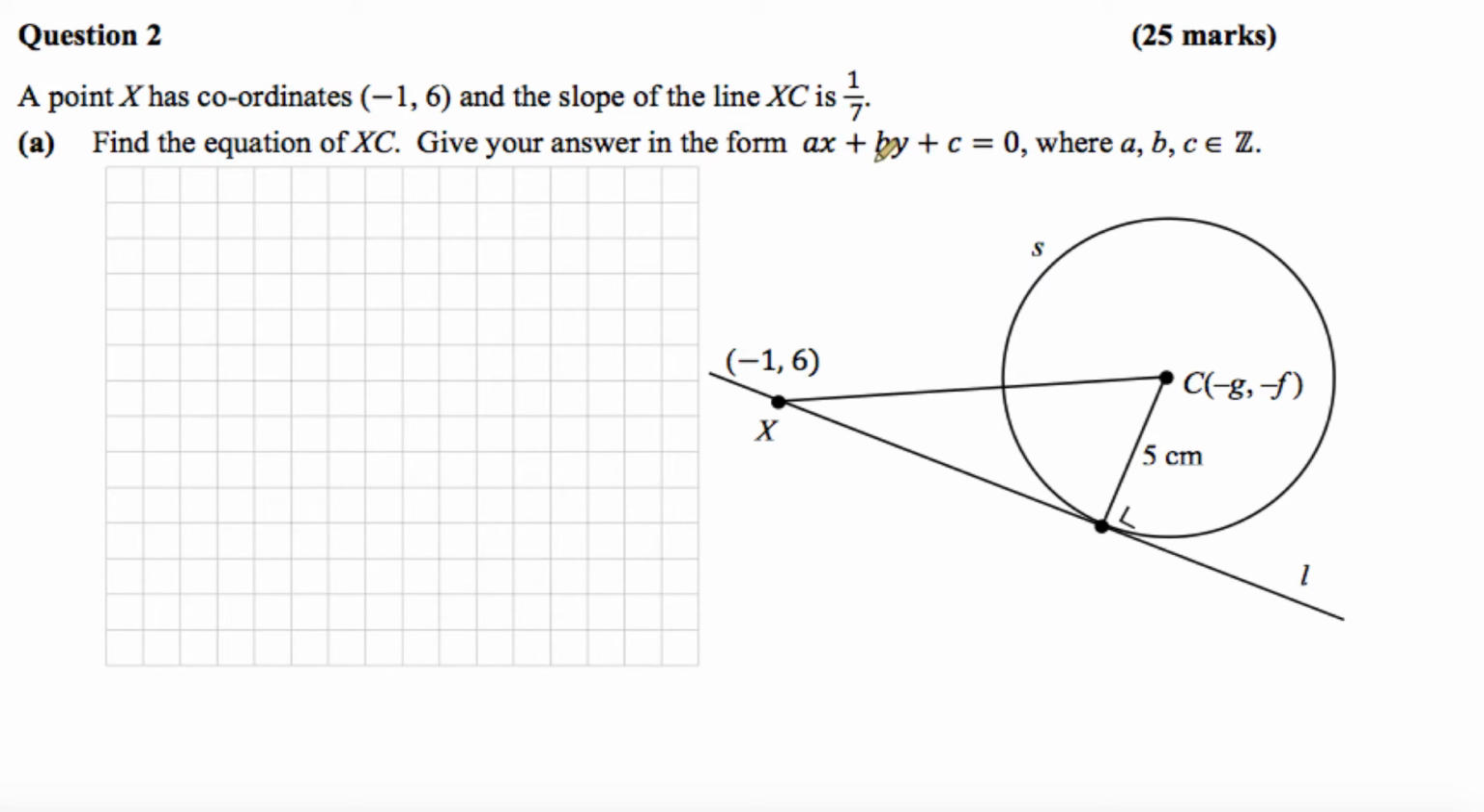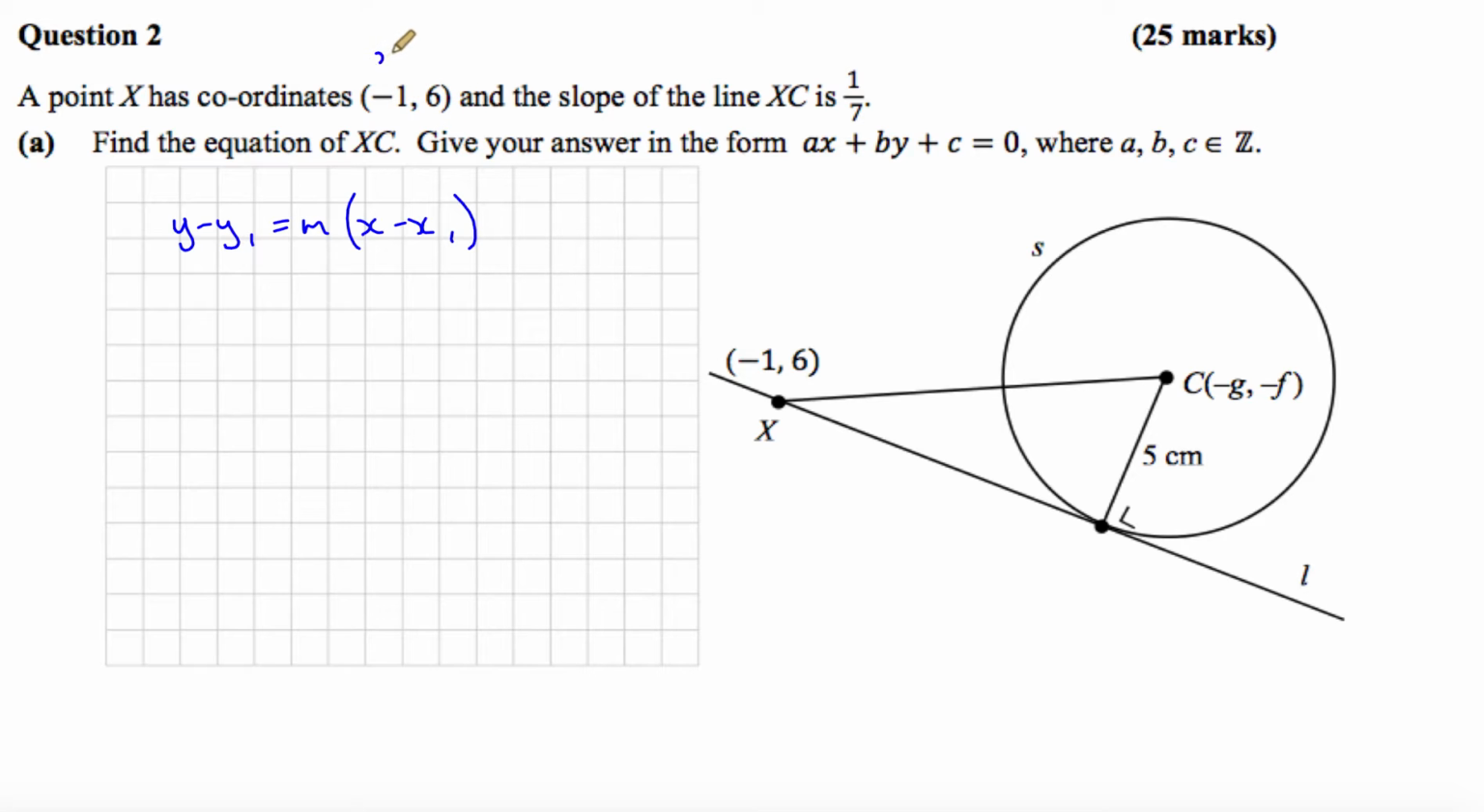Give your answer in the form ax + by + c = 0, where a, b and c are elements of the set of integers, the Z set. Okay, well, the equation of a line, one of the formulas we have for that is y - y1 = m(x - x1). So we already know that the slope of the line is 1/7, and we know a point X is on the line, (-1, 6).